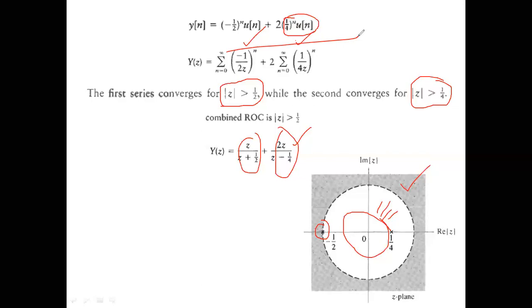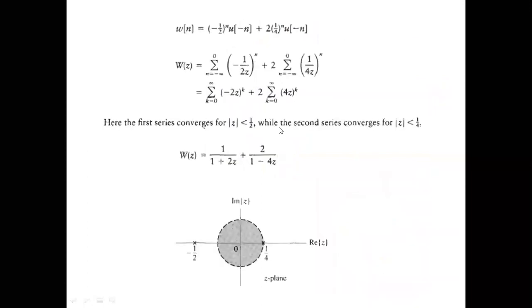Now let us see the third type of problem. Here you can see both the signals are left sided.